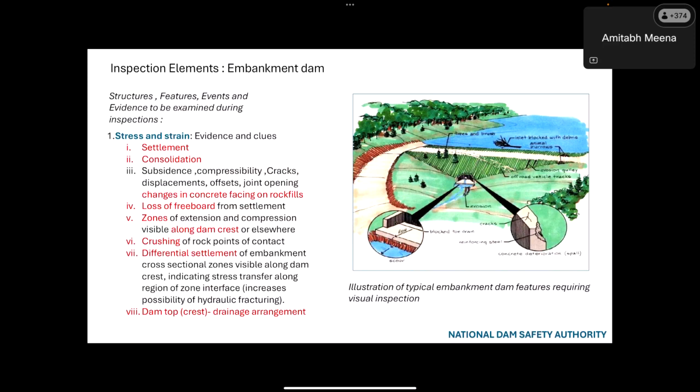So in embankment dams, due to excessive stress and strain, there may be excessive settlement. There may be cracks, displacements. We'll cover these in detail in the next slides.